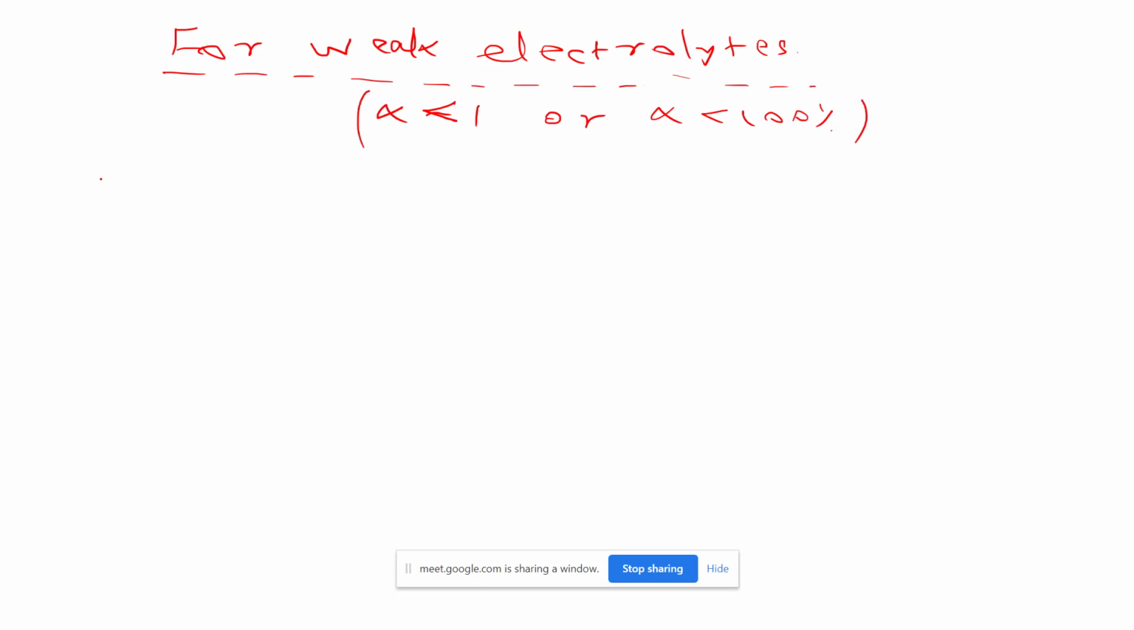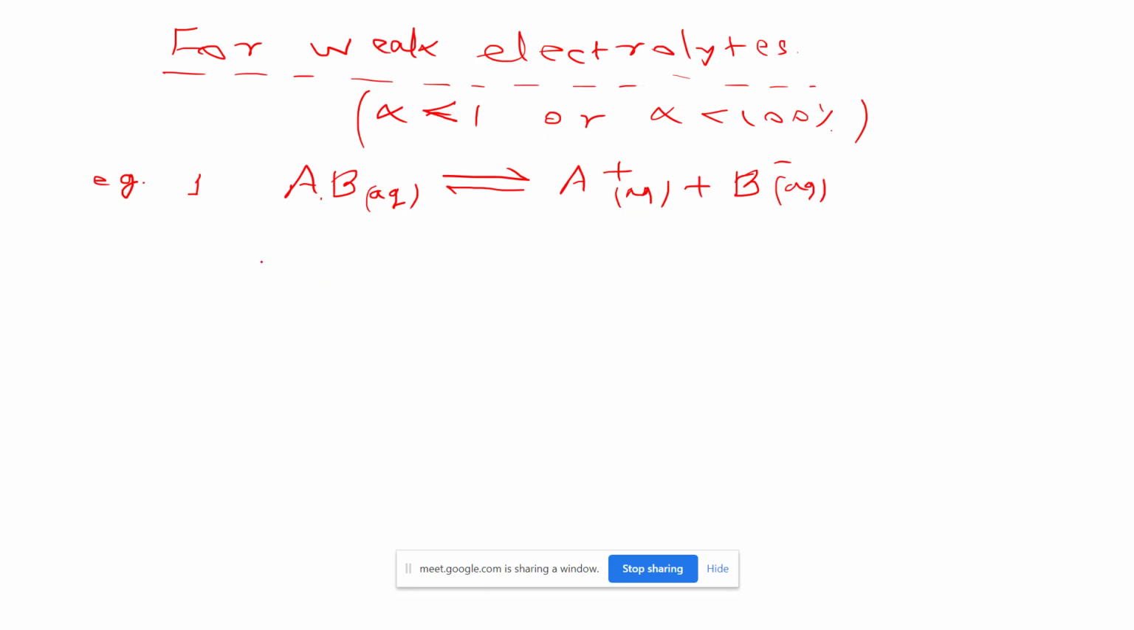Now we are taking an example. Suppose we have a weak electrolyte AB. This may be monovalent, bivalent, anything. When this weak electrolyte is mixed with water, it becomes aqueous, and some part of it will ionize to convert into ions like A plus aqueous and B minus aqueous. In such cases, there will be establishment of equilibrium.